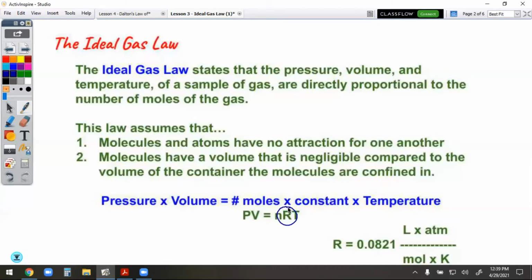Just like we have seen earlier, temperature is always going to be measured in Kelvin. The universal gas constant, R, is exactly that, a constant, meaning anytime that we need to use R in an equation, we get to use this number, 0.0821. This is the unit for it. It's a complex unit, and it incorporates both liters and atmospheres, moles, and Kelvin.